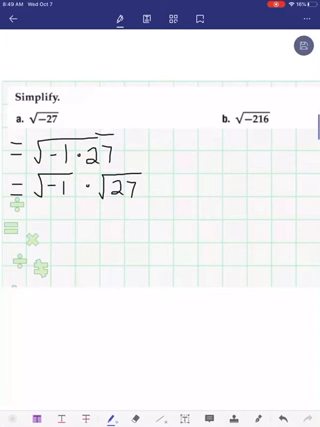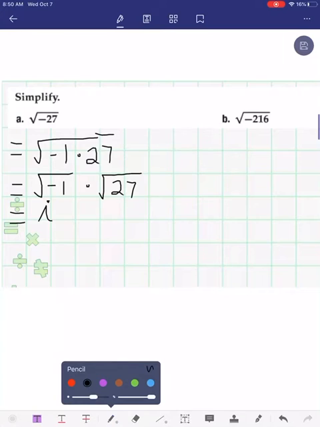Now, from our previous page, we know that the definition of our i unit is the square root of -1, which is what we have. So I'm going to replace my square root of -1 with i. And then we just need to simplify our square root of 27.